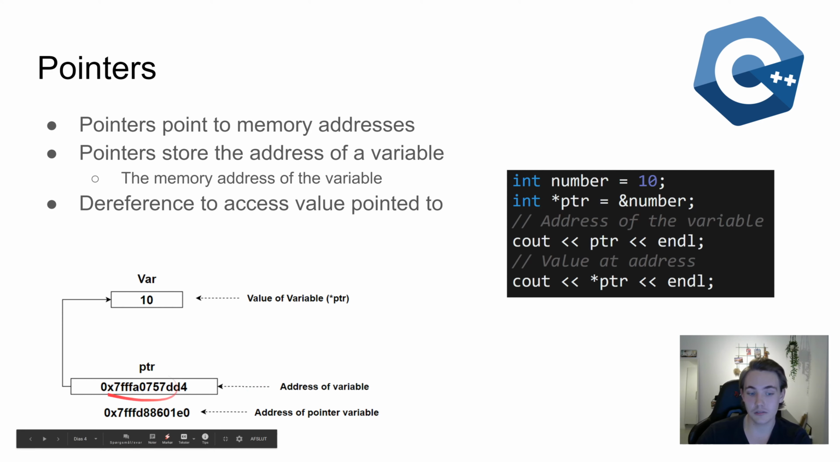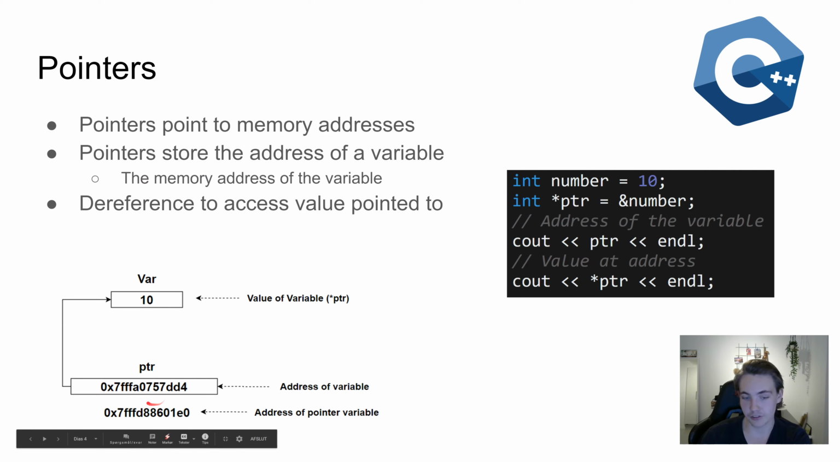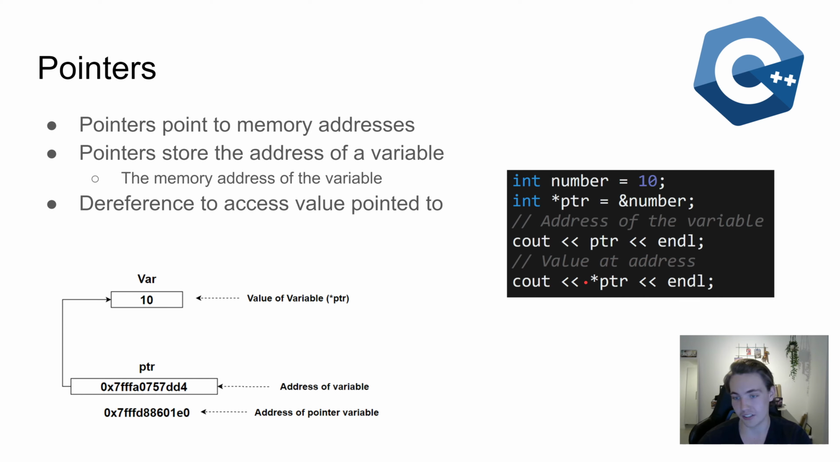So this address variable here stores this number. If we want to access this number, we need to dereference the pointer. This pointer down here is pointing to this variable, and then we dereference it to access the value stored at the address of the variable. The cout over here will just print the address of the variable, but if we dereference it, we will actually get the value at the address, and then we can modify that data once we have dereferenced our pointer.